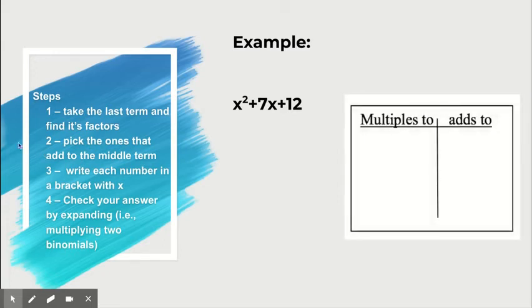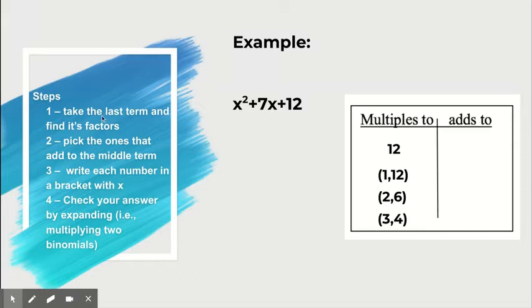So with the first step, you need to take the last term. So the last term is this one, and we need to find its factors. The last term is 12, and the factors are everything that multiplies to 12. So we've got 1 and 12, we've got 2 and 6, and we've got 3 and 4.